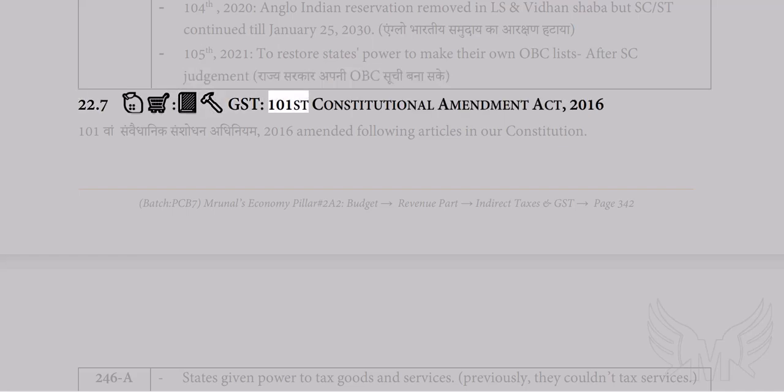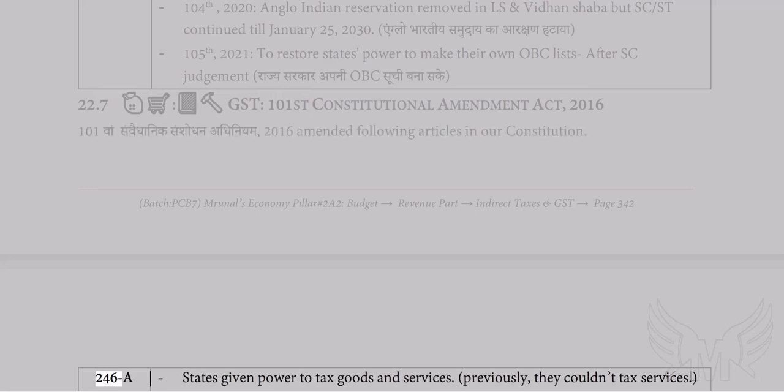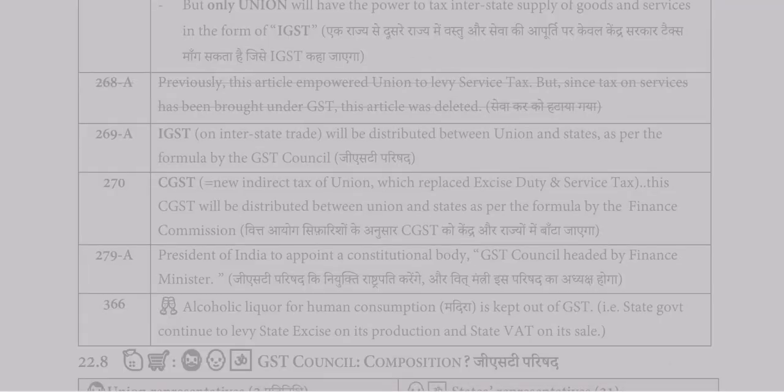22.7 GST: 101st Constitutional Amendment Act, 2016. The 101st Amendment, 2016, amended the following articles in our Constitution. 246A: states given power to tax goods and services. Previously, they couldn't tax services. But only the union will have the power to tax interstate supply of goods and services in the form of IGST. 268: previously, this article empowered the union to levy service tax. But since tax on services has been brought under GST, this article was deleted.